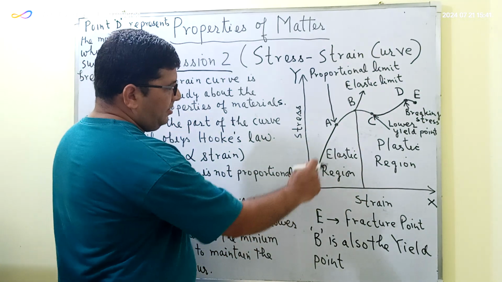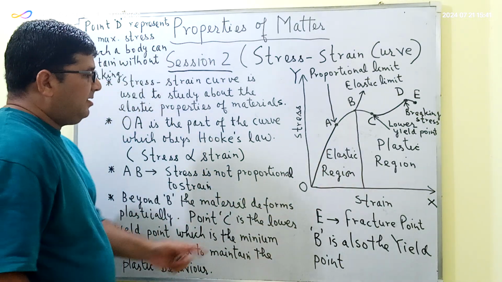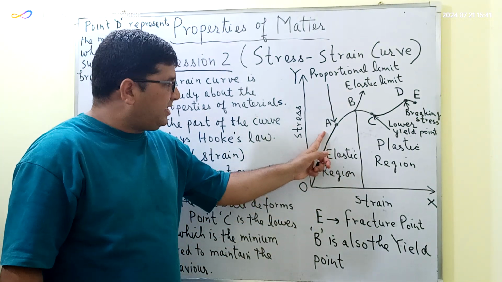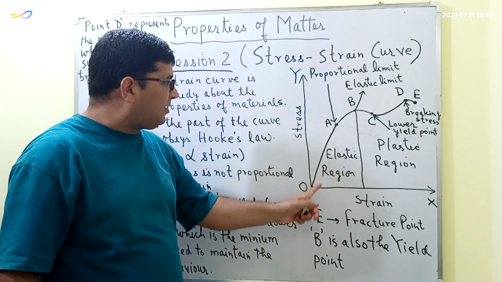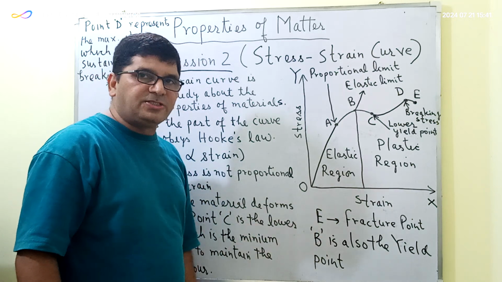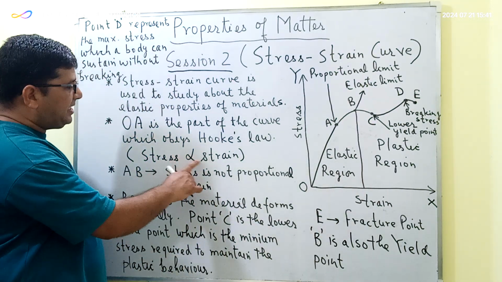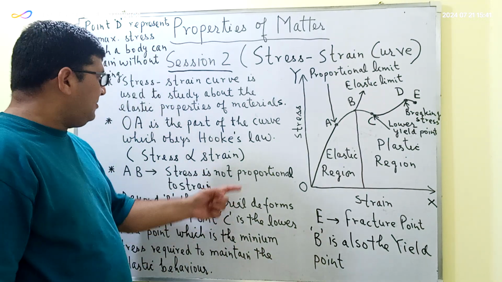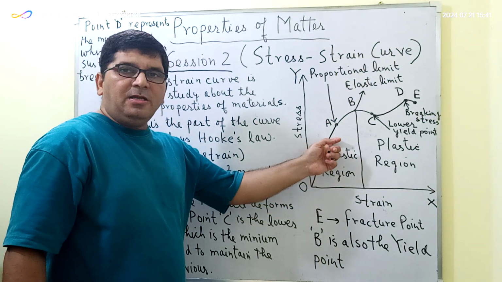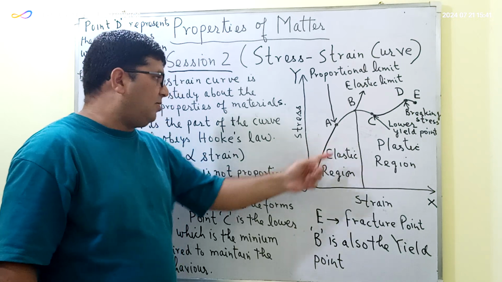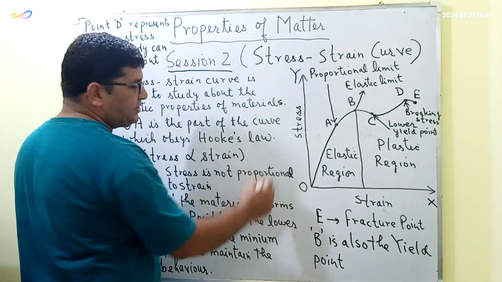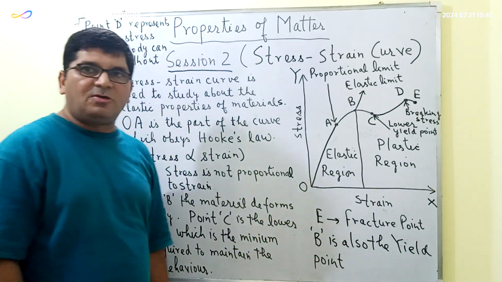Now, in this stress strain curve, OA is the part of the curve which is a straight line. Why is it a straight line? Because in this part of the curve, the stress and strain are proportional to each other. That is, stress is directly proportional to strain, and in this region the material obeys Hooke's law. Since stress is proportional to strain, stress upon strain is a constant, which is called the Young's modulus.